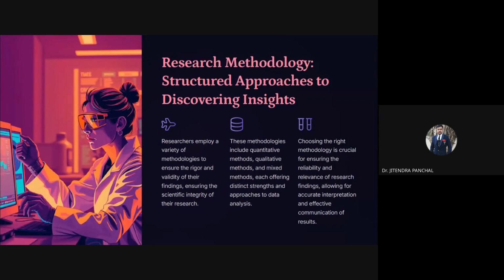Researchers employ a variety of methodologies to ensure the rigor and validity of their findings, ensuring the scientific integrity of their research. These methodologies include quantitative methods, qualitative methods, and sometimes mixed methods, each offering distinct strengths and approaches to data analysis. So choosing the right methodology is crucial for ensuring the reliability and relevance of research findings, allowing for accurate interpretation and effective communication of results. Any doubt till now? So we have just completed research methodology.